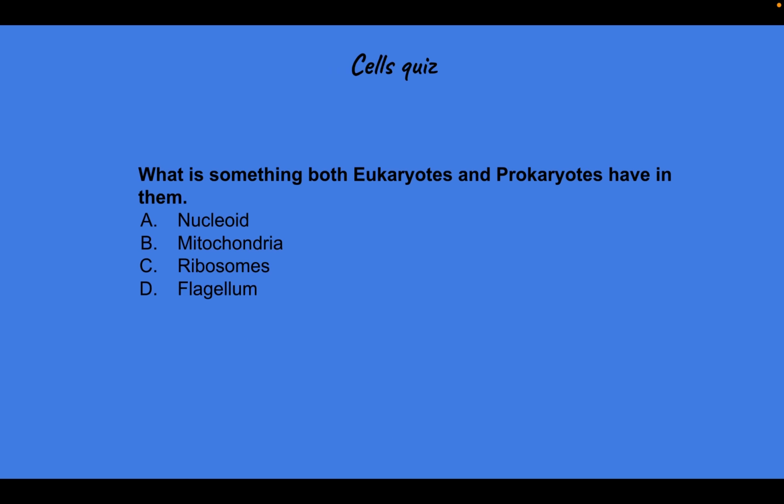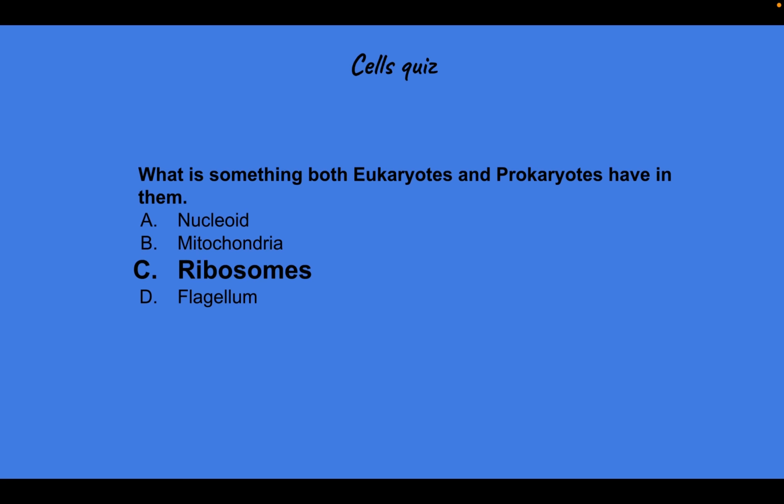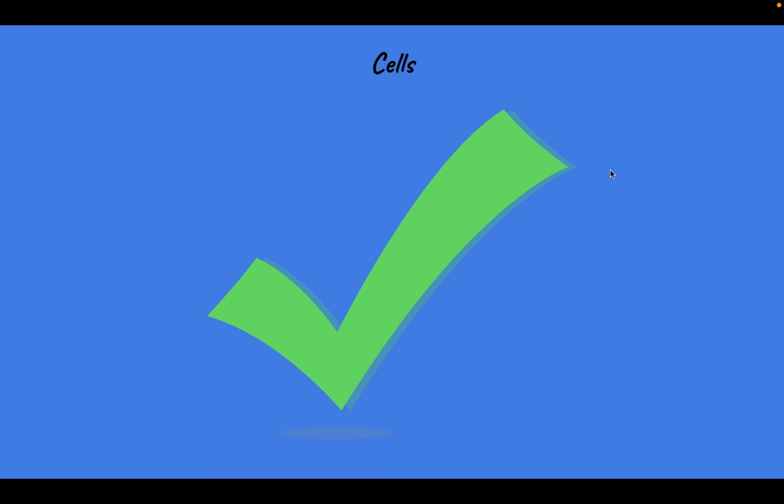Next, what is something both eukaryotes and prokaryotes have in them? Let's see. 3, 2, 1. They both have ribosomes. Because they both have ribosomes, everything else only one of them has. Flagellum is only in prokaryotes, and the nucleus and mitochondria are in eukaryotes. If you got it correct, you get a check mark.